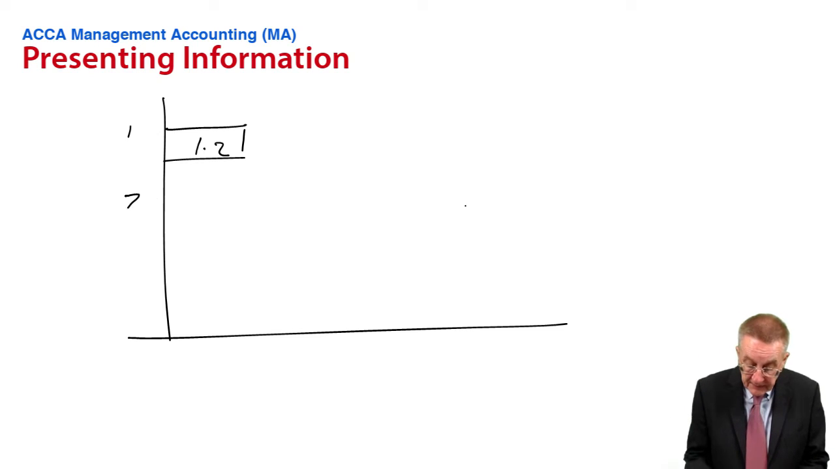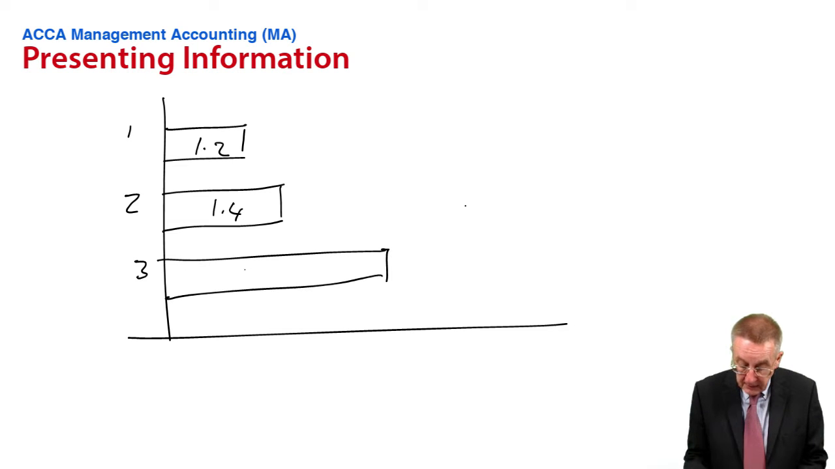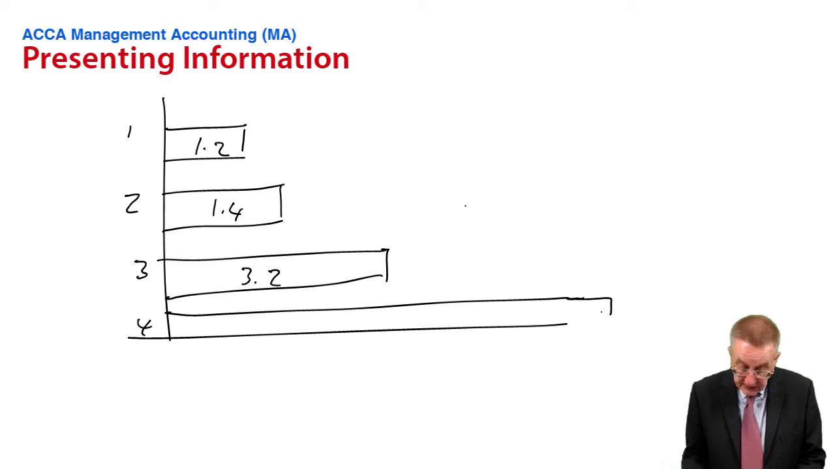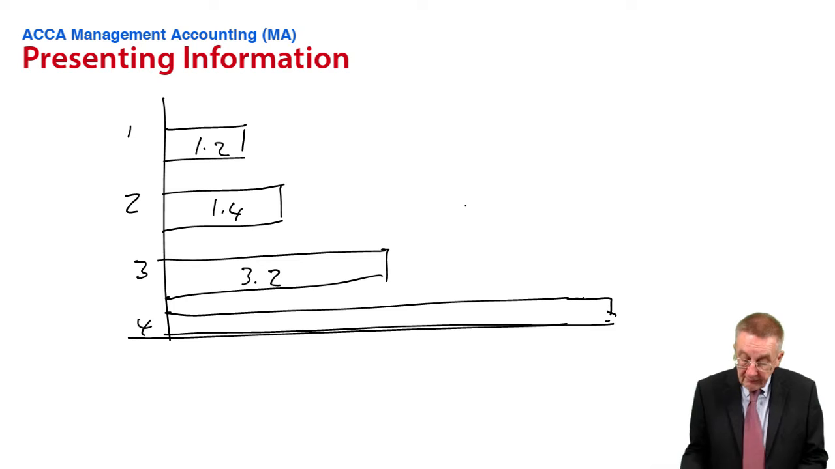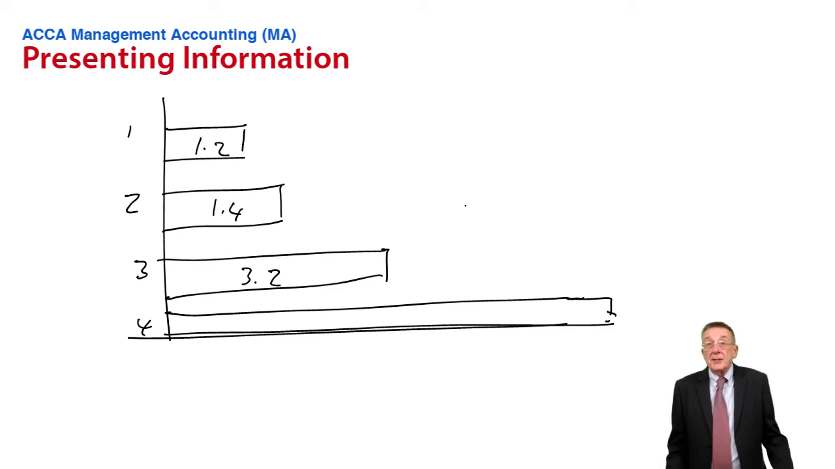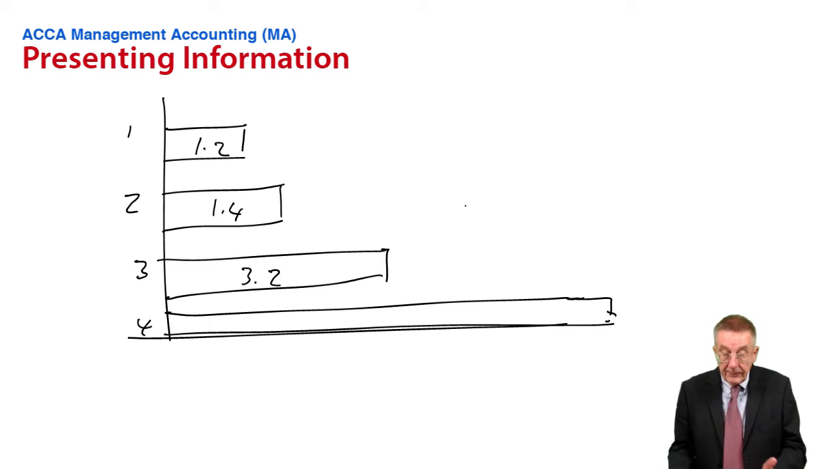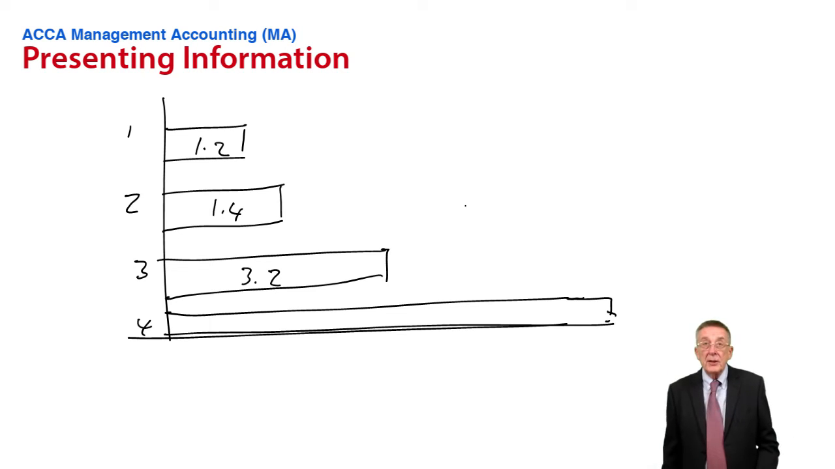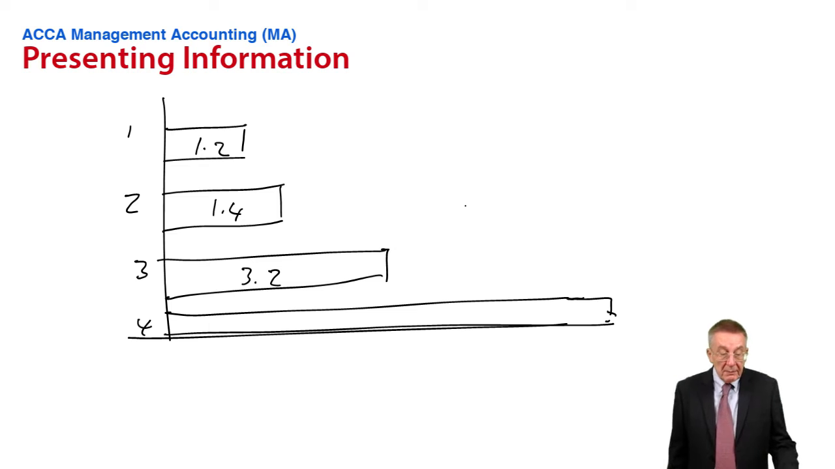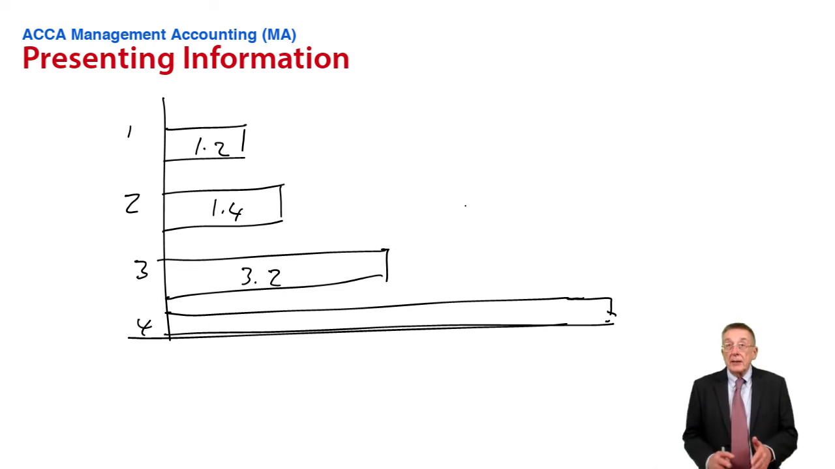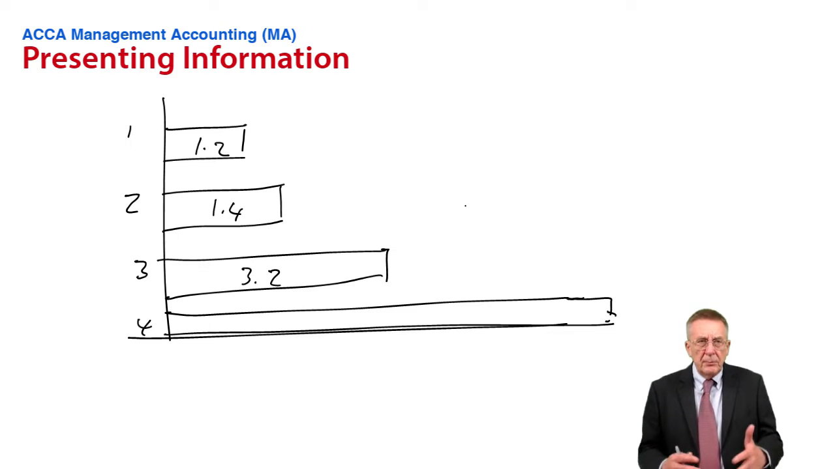In the second quarter, the sales were 1.4. Third quarter, they were 3.2, so much bigger bar. And the fourth quarter, they were enormous. 8 point something, 8.2. And so it just looks a bit nice to say. It makes it immediately obvious not only are sales growing, but in the fourth quarter, they've grown enormously. So that's a basic bar chart.